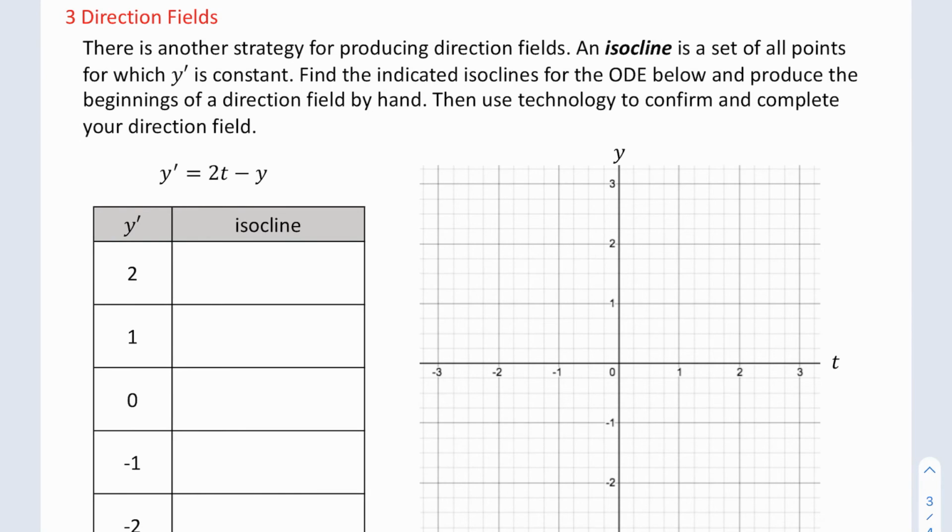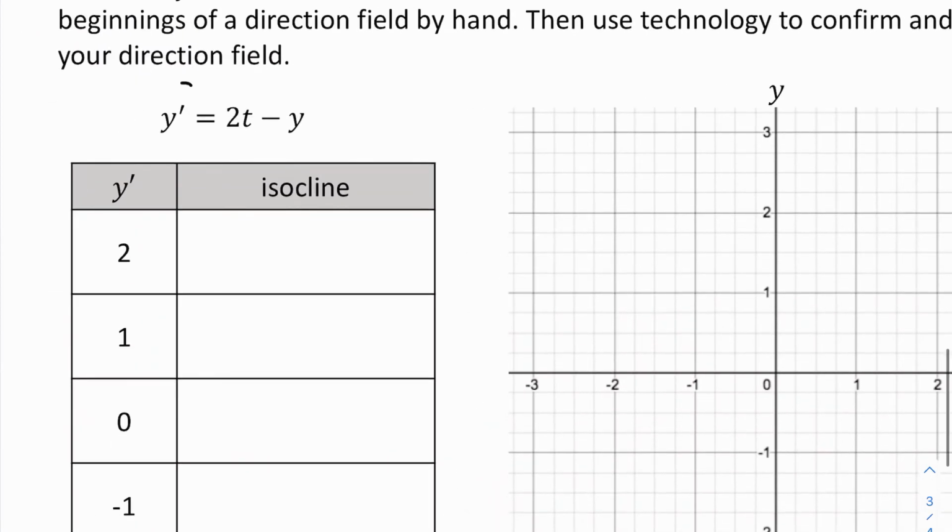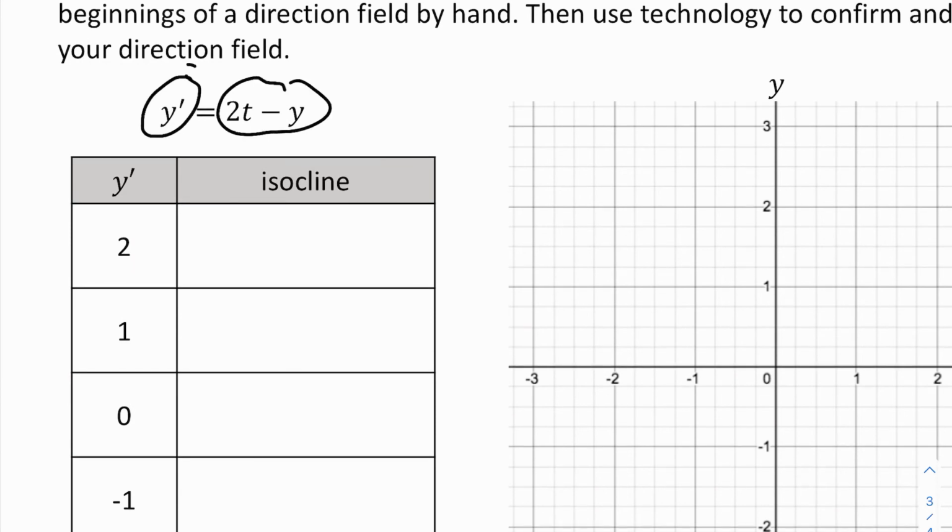Find the indicated isoclines for the ODE below. So it's the same differential equation that we're working with, and we're going to, by hand, produce the beginnings of a direction field. Here's where you predetermine what you want y prime to be. Instead of plugging numbers in for t and y and seeing what y prime is, which is what we did before, you say, what if I want y prime to be a specific thing, and then I want to figure out all the points where that's true.